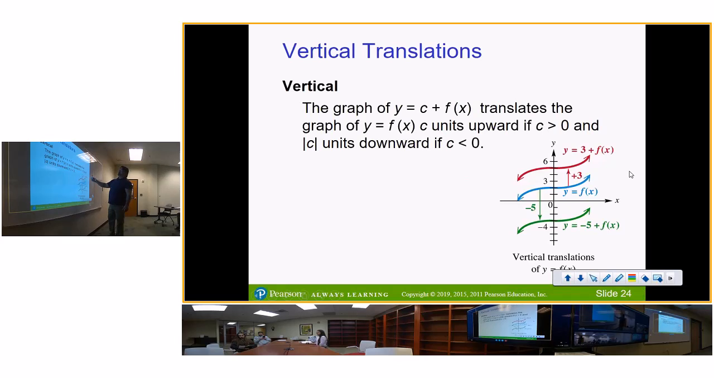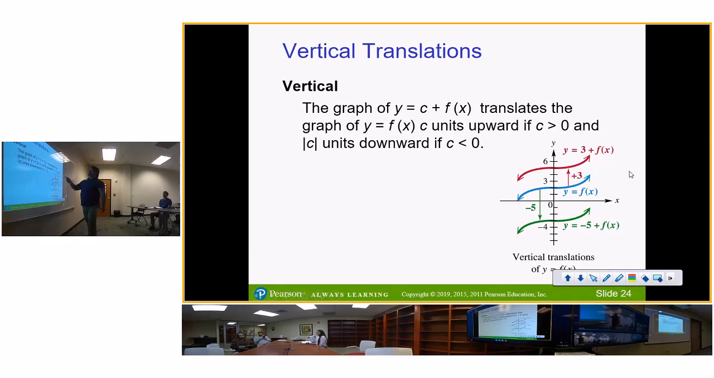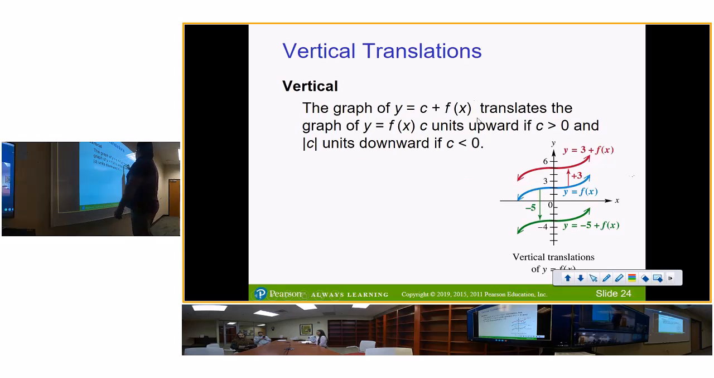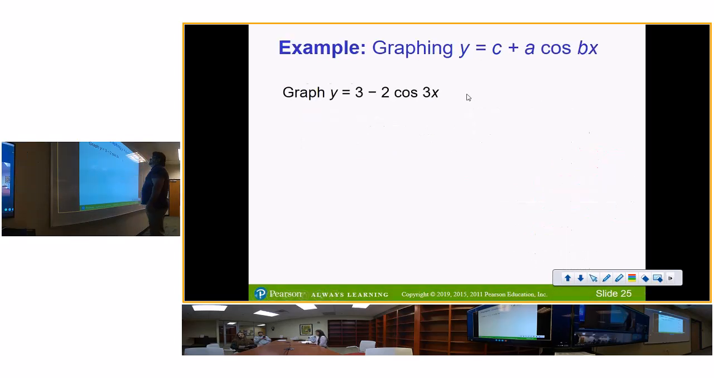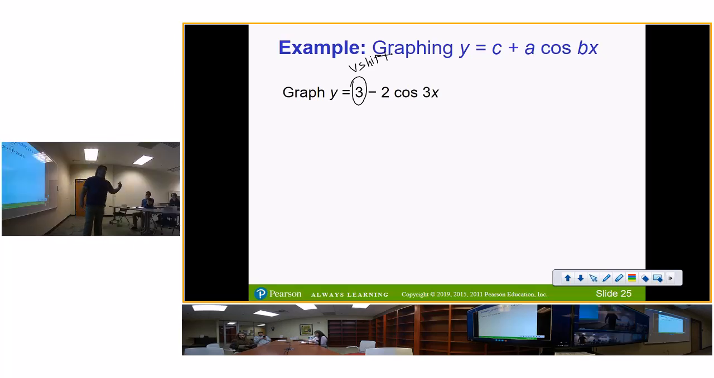And of course, anything outside of this. So if I like, okay, here, there is the vertical what? What have we not talked about? We've talked about amplitude, we've talked about period, we talked about horizontal shift. So what do you think the number sitting out by itself would be? The vertical shift.